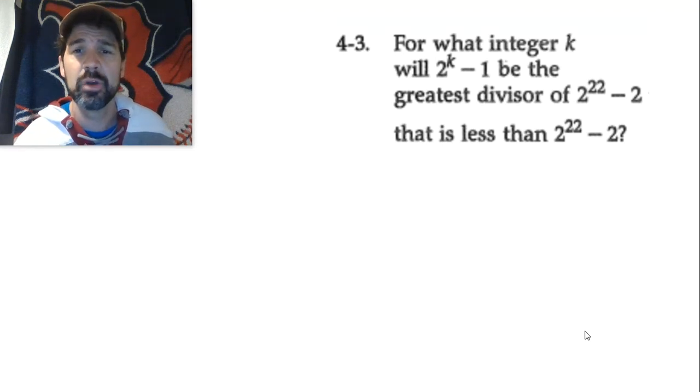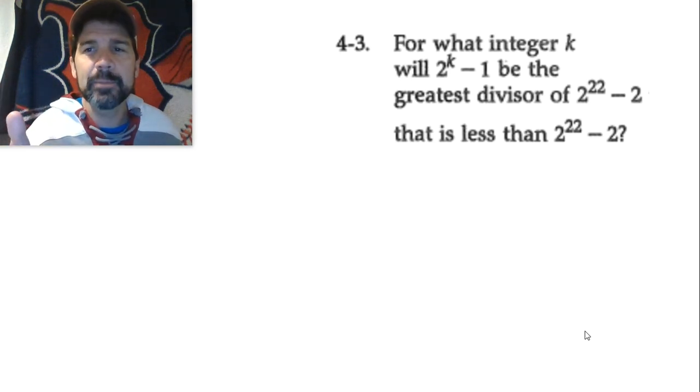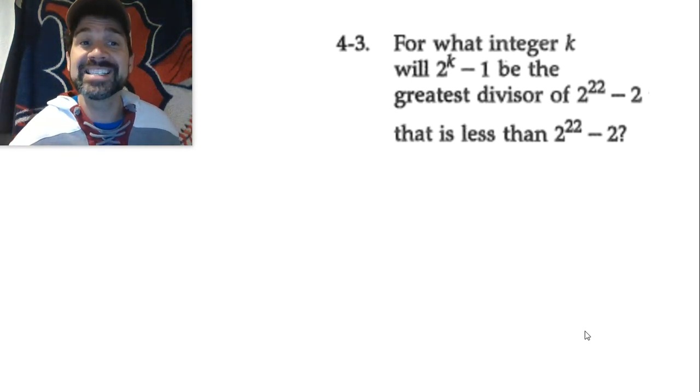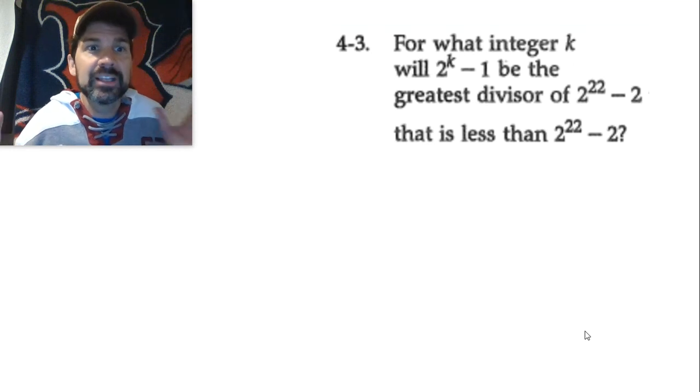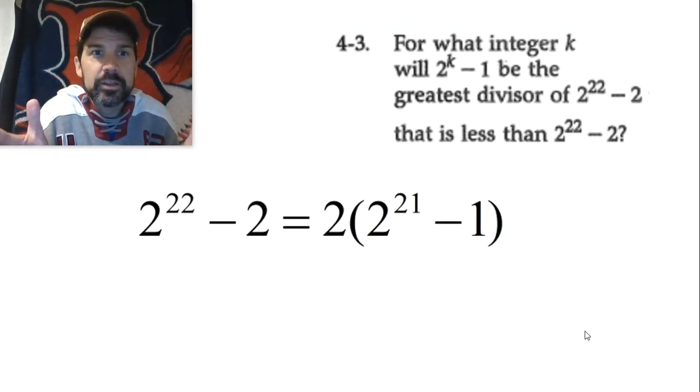For what integer k will 2 to the k minus 1 be the greatest divisor of 2 to the 22nd minus 2 that is less than 2 to the 22nd minus 2? Well, notice you want it in the form 2 to the k minus 1. We have 2 to a power minus 2. There's lots of 2's in there. Let's just factor out a 2, and boom, you're pretty much done.